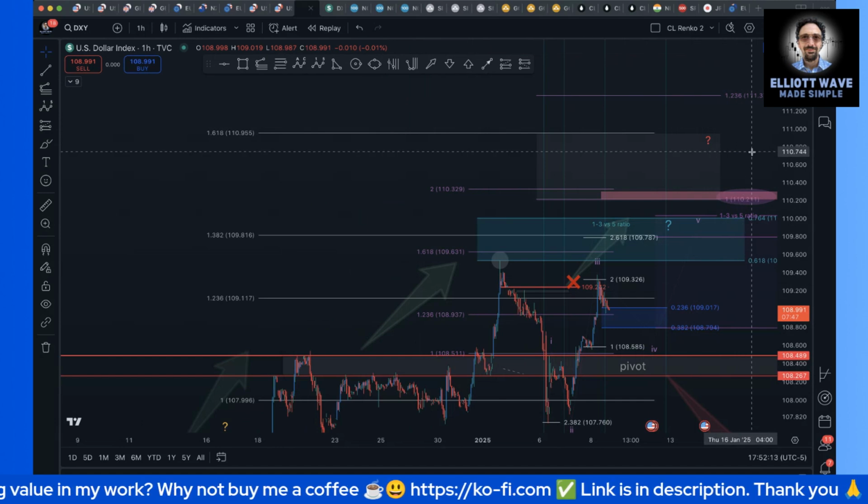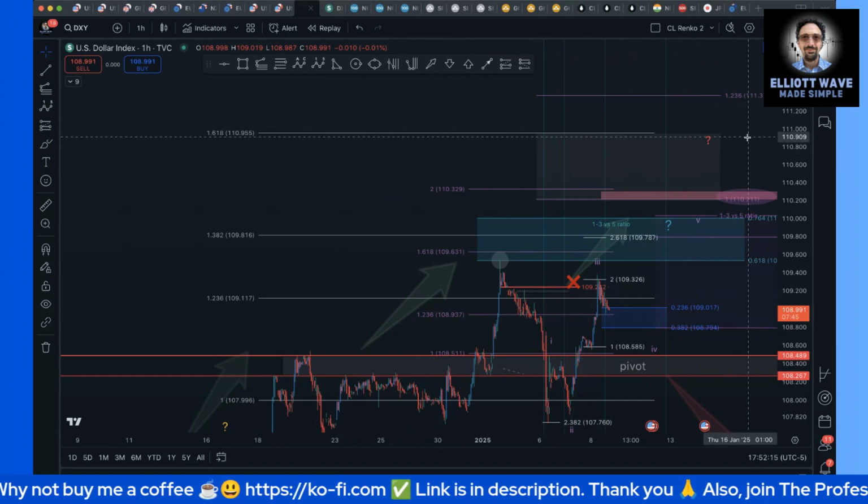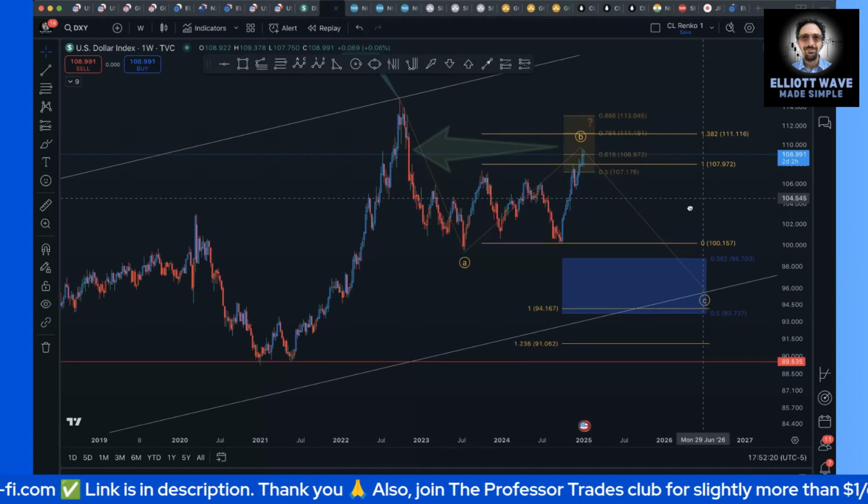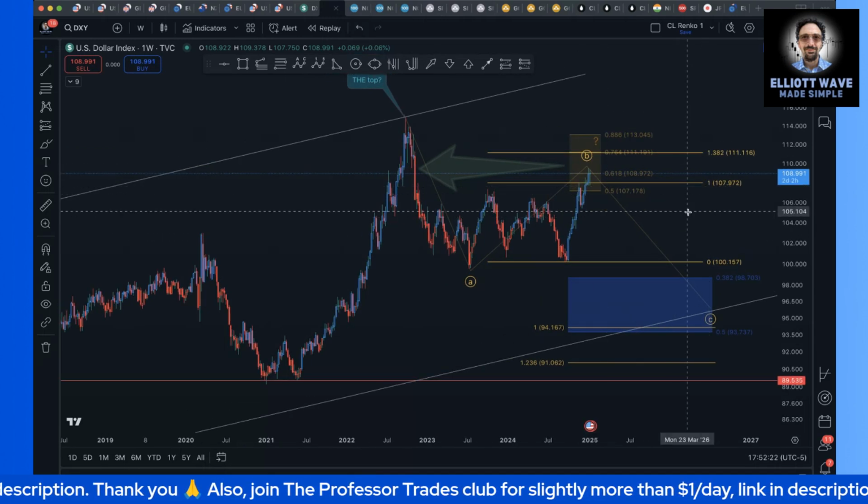Just call it 110,800, somewhere. But we're taking one step at a time. I'm just sharing with you the ideas that we're trading based on Fibonacci levels on all time frames.